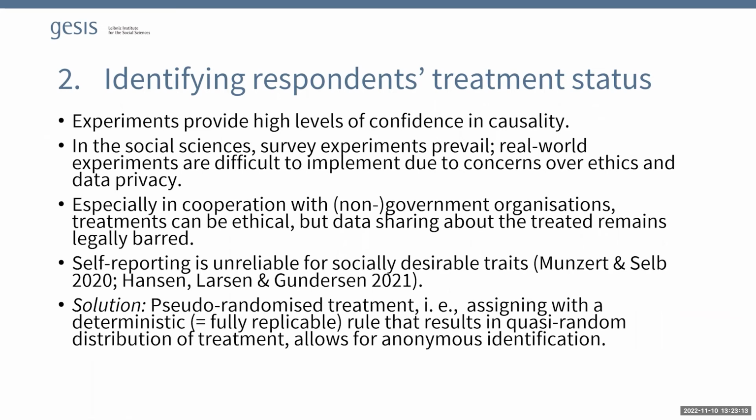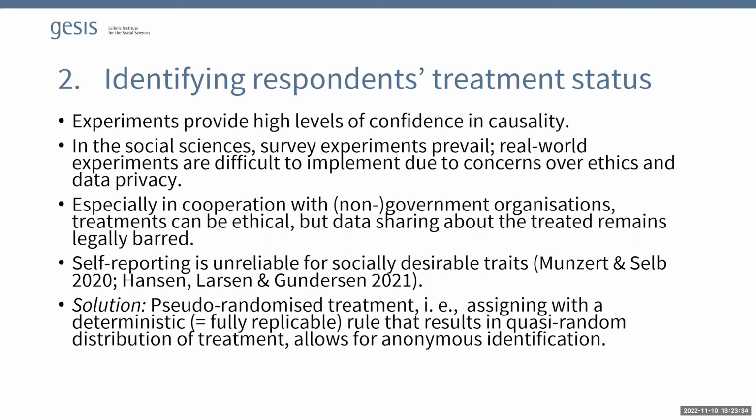linking survey data with experimental data. Experimental data are the gold standard in achieving causality, because if we have two groups that differ by nothing else but the treatment they received, we are pretty certain that the treatment was the cause in a change in a dependent variable.